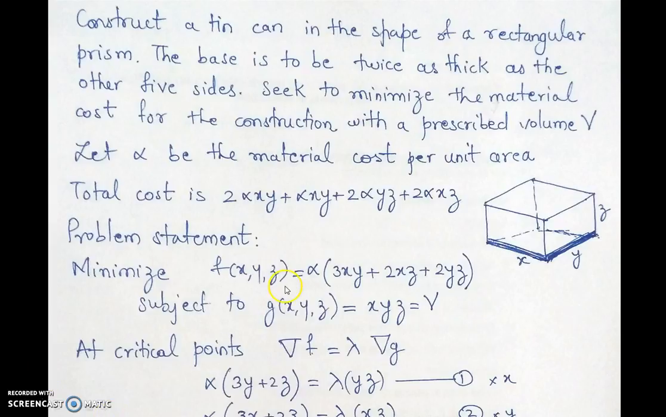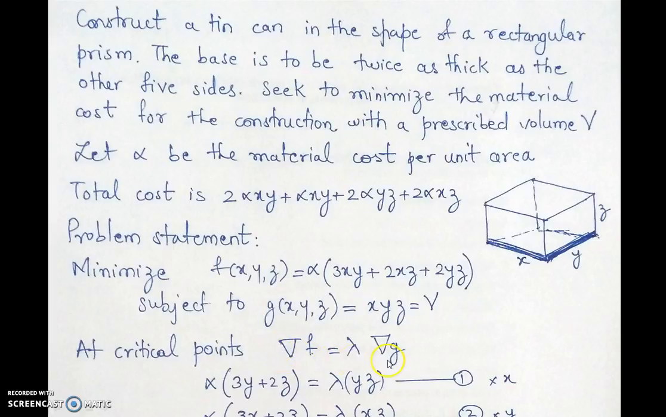And what is the condition for the constraints? Among these 3 variables, you have to have this tin with the prescribed volume V. So volume V is nothing but xyz, and this is the constraint g. So let us again go to the critical points. At the critical points, the gradients will be parallel.